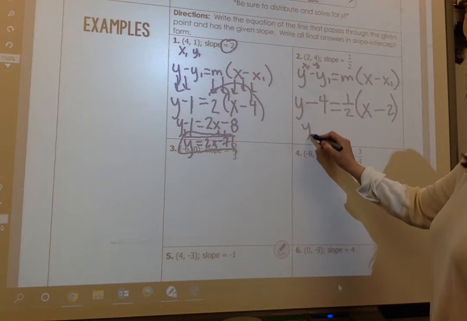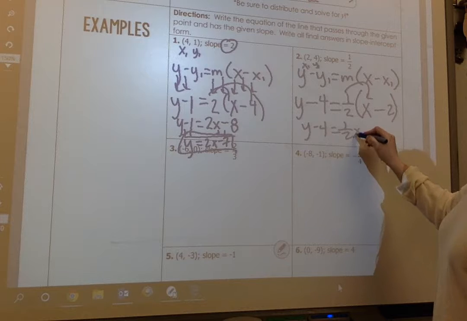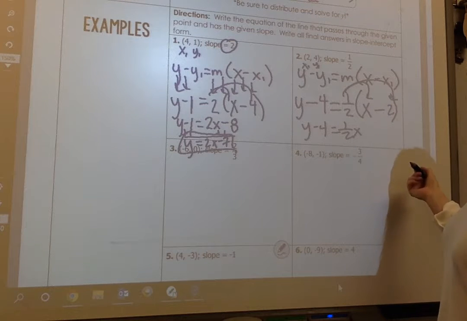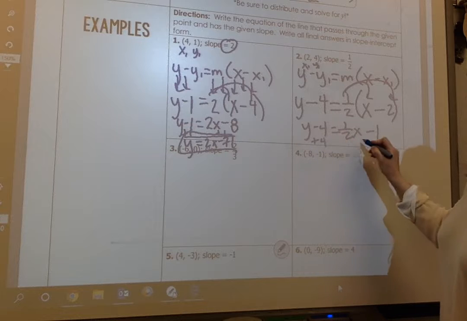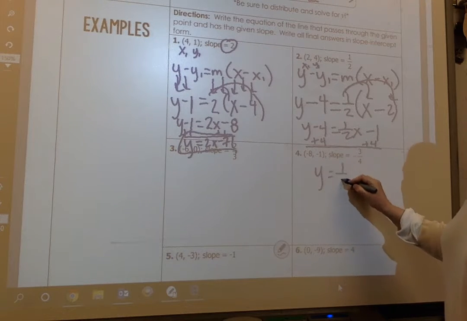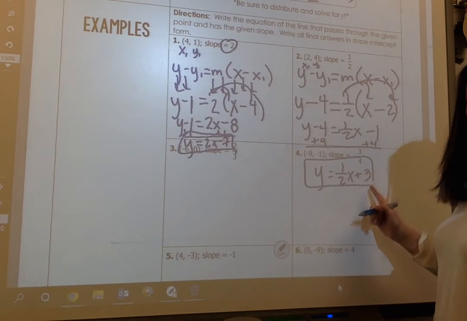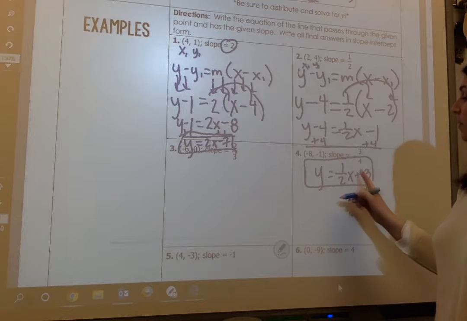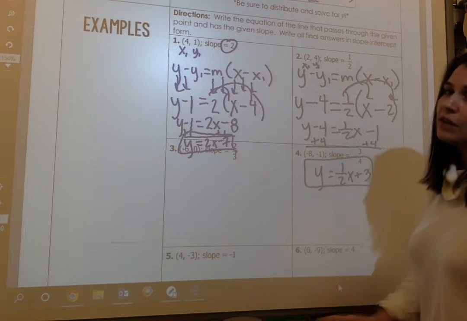So here, y minus 4 remains. I have 1/2 times x is 1/2 x. 1/2 times negative 2 is negative 1. I'm going to add 4 to both sides, and I get y equals 1/2 x plus 3. So now, my beginning point is 3, that y-intercept, and my slope is 1/2. Okay? So that's using the formula.